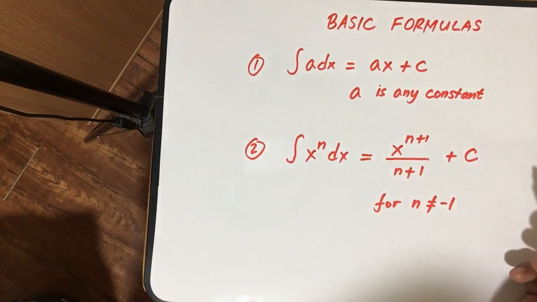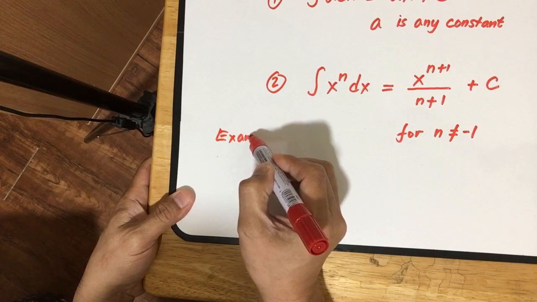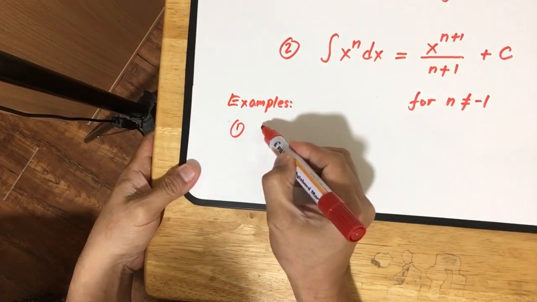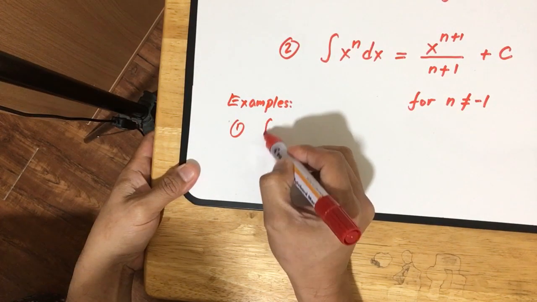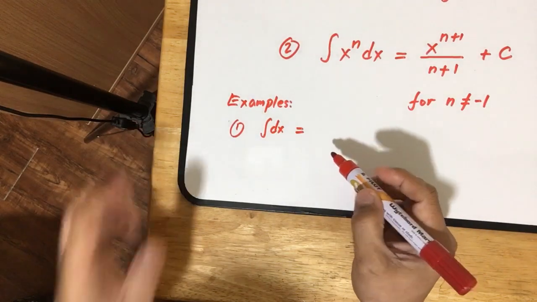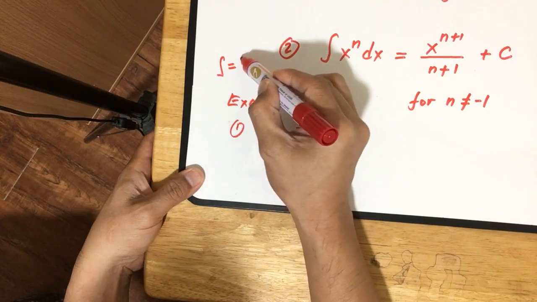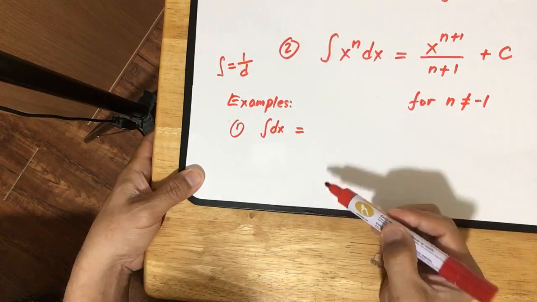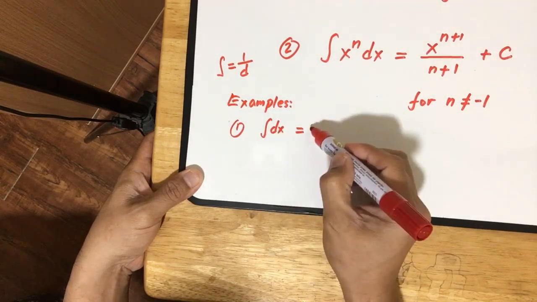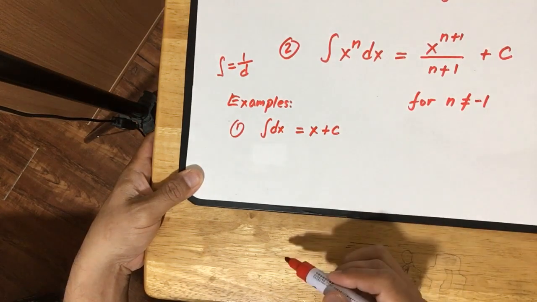So for example, we have here examples. Number 1, if you're asked to evaluate the integral of dx, we know that this integral symbol is just the inverse of the differentiation. So it's just like you have a differential of x and you integrate that one, so we'll just obtain x and then plus the constant of integration.